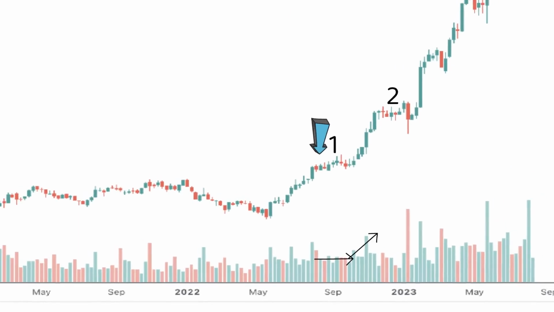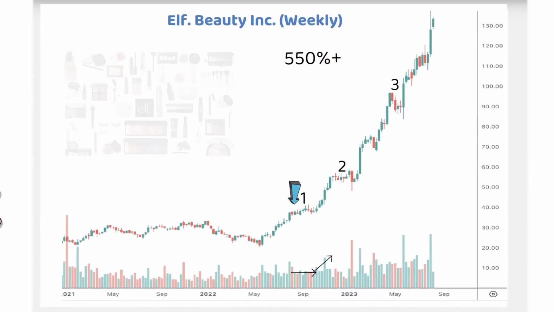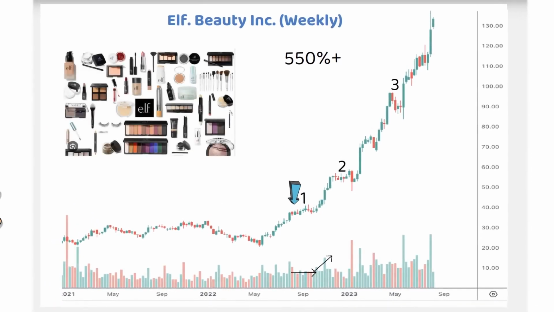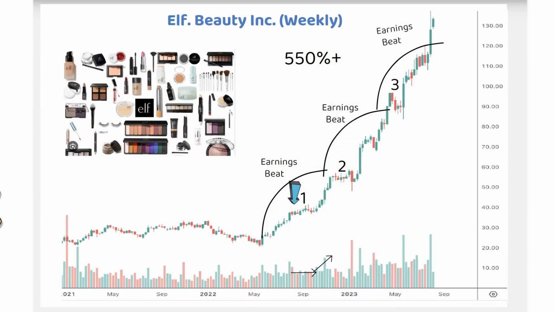The shift in fundamentals in this case had been the success of the company's affordable and trendy makeup products. The company has been topping earnings estimates for 4 quarters now and is the darling of many small-cap institutions.